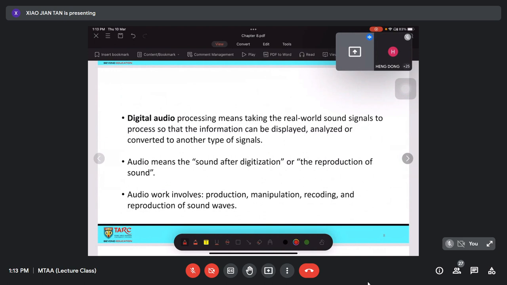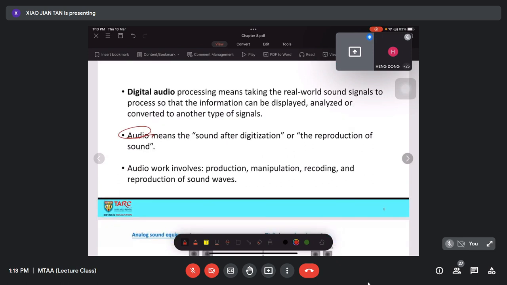So digital audio processing means taking the real world sound signal and processing it so that the information can be displayed, analyzed, and converted to another type of signal. So always remember, audio means the sound after digitization. So please do not say "sound audio", there is no such thing; it is redundancy. Audio and sound are two different things. Audio always refers to the digital world, and sound refers to analog.